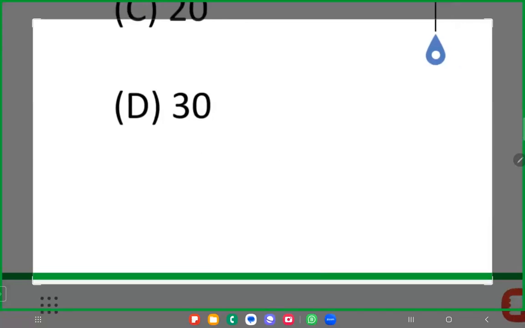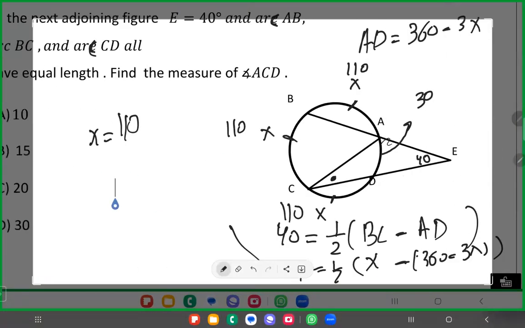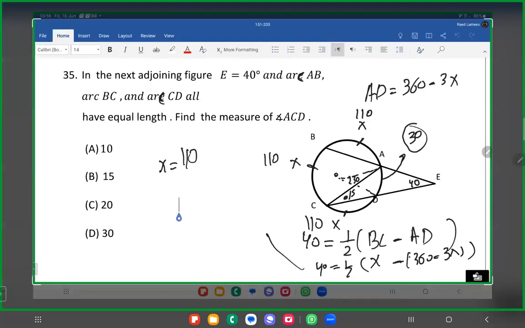So if I go back, the arc is equal to 30, which means the central angle is equal to 30. And angle C is what? Inscribed. So since the central angle equals 30, what's the value of the inscribed? It is equal to 15. Yes, that's the solution of this question.